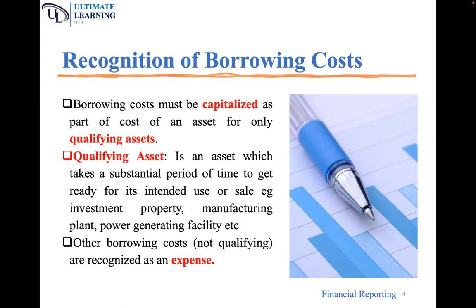As I leave this slide, I'm saying this. For qualifying assets, capitalize borrowing costs. For non-qualifying assets, expense the borrowing costs. For qualifying assets, take the borrowing costs to non-current assets in the statement of financial position. For non-qualifying assets, take the borrowing cost to the income statement as an expense.